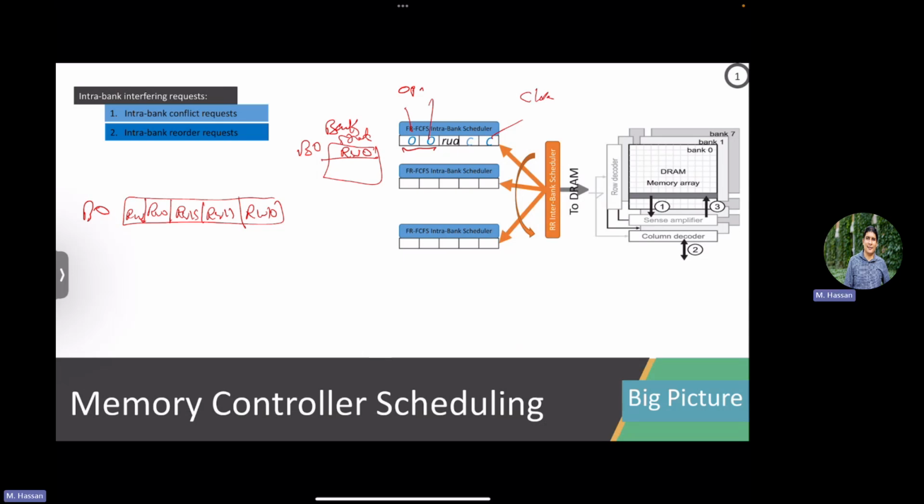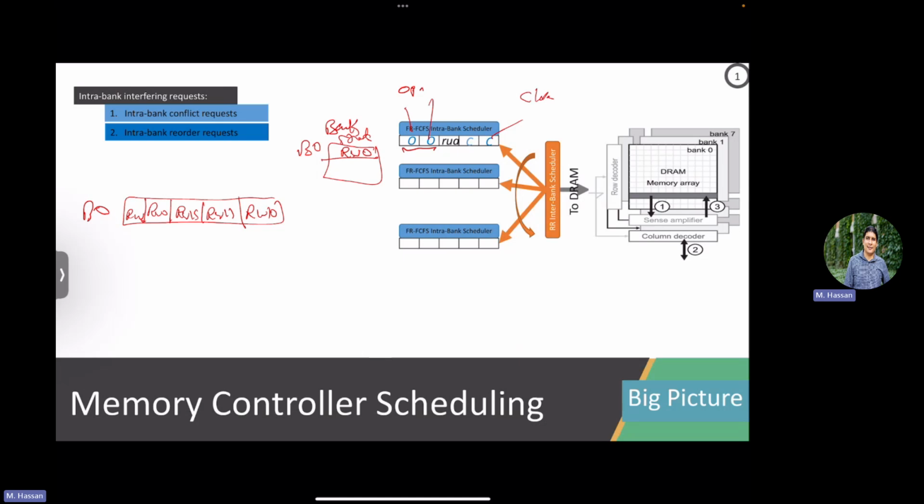I will have it hit a row which will take less delay, which means I will maximize the performance, right? Exactly. So we call this first ready, first come, first serve. The idea is you prioritize the ready requests going to a row hit, even if this arrives later on. You reorder this. You do out of order execution by picking the ones that will maximize the performance.